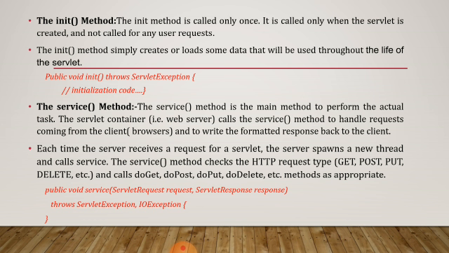So the service method checks the HTTP request type, that is, what type of request came from the web server: get, post, put, delete, etc. And based on that request, it calls the doGet, doPost, doPut, doDelete, etc. methods as appropriate. So you see here, public void service(ServletRequest, ServletResponse), that has to be closed, throws ServletException, IOException.